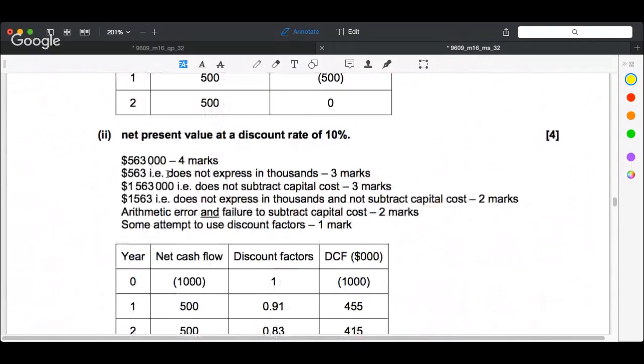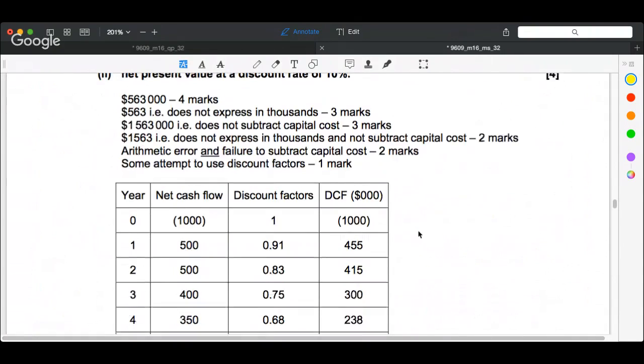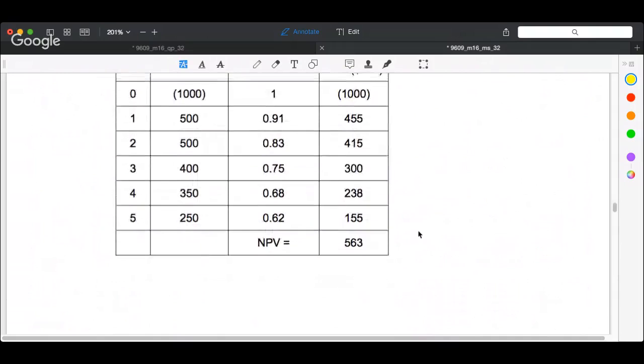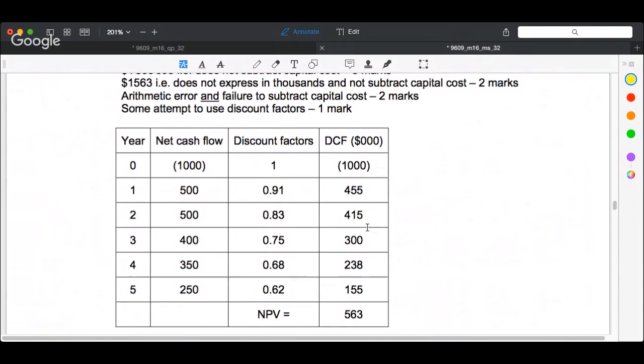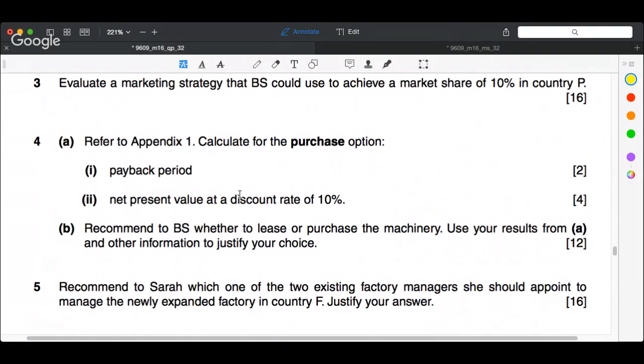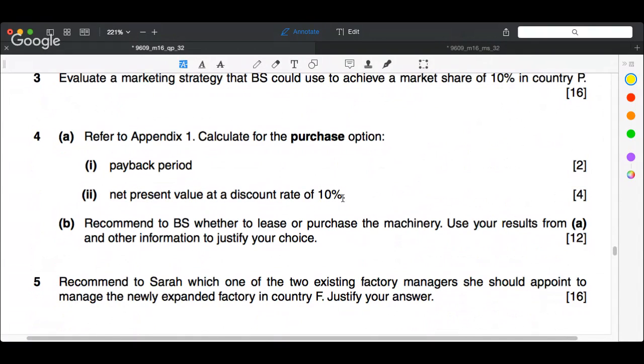The form of value that expresses, does not subtract capital costs, does not express in thousands. So okay. I think the actual math side of things is not really too difficult. You just say, okay, let's just take the net present value at a discount rate of 10%, calculated for the purchase option.